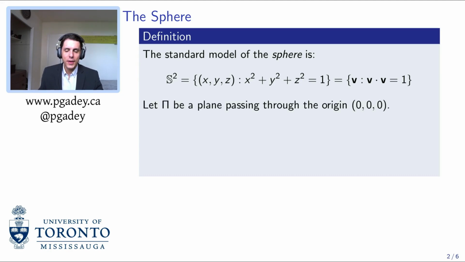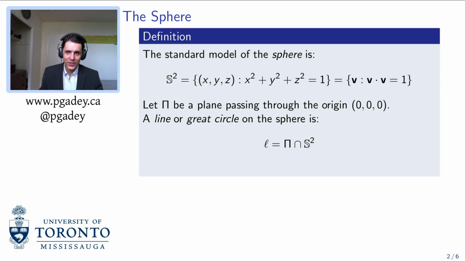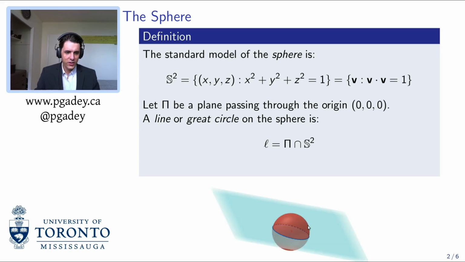Now, if we pick a plane pi passing through the origin, then we can define a line on the sphere as the intersection of that plane with the sphere. Right? So we take our sphere and we cut it via a plane. So in this picture, we have the sphere here. This is S2. And then we have our plane pi. And the intersection of those two objects gives us the line L.